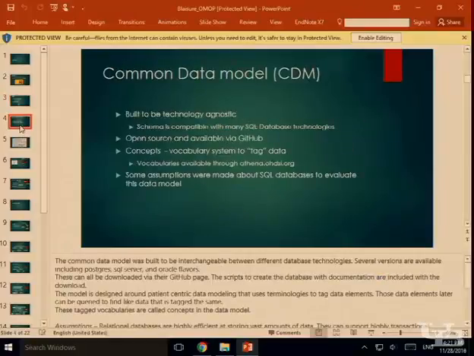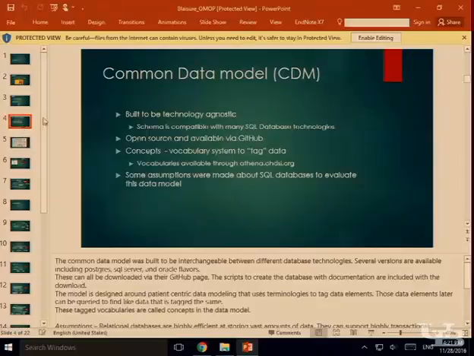The model was built to be technology agnostic. The SQL databases can be downloaded and installed in many different kinds of systems. They're all open source software. It can be downloaded on GitHub. So that's what I did: I took a SQL Server instance, I downloaded the GitHub script to install the database, and then I was able to create models based on that information.